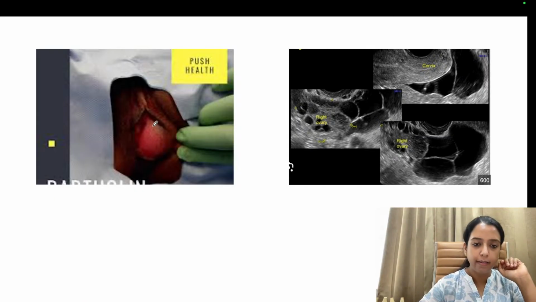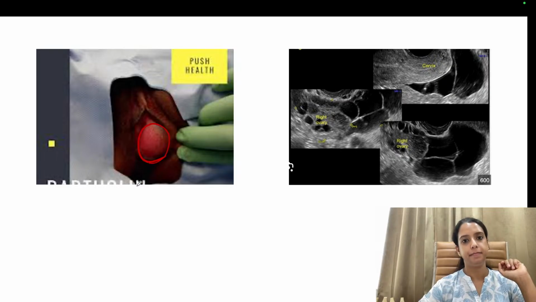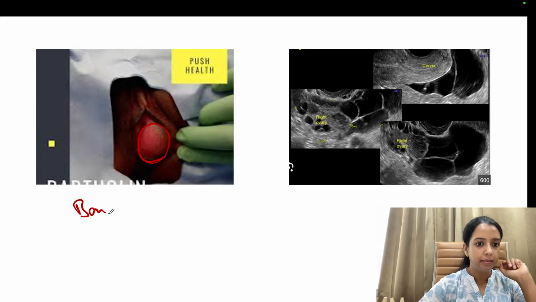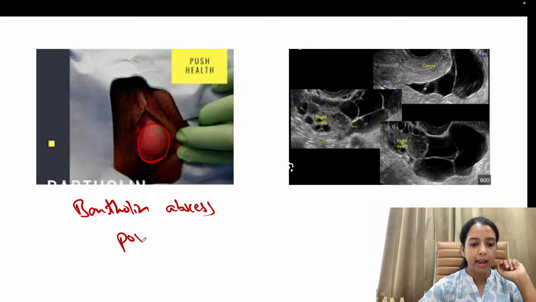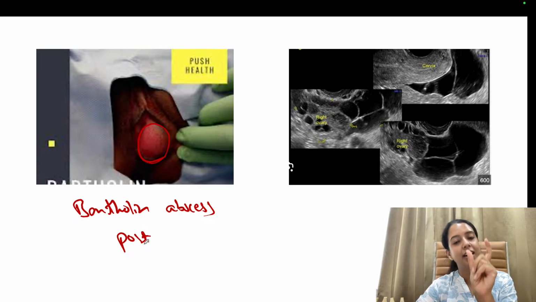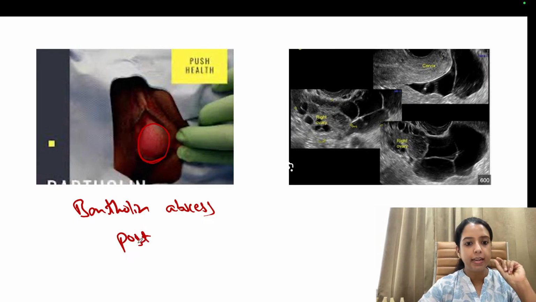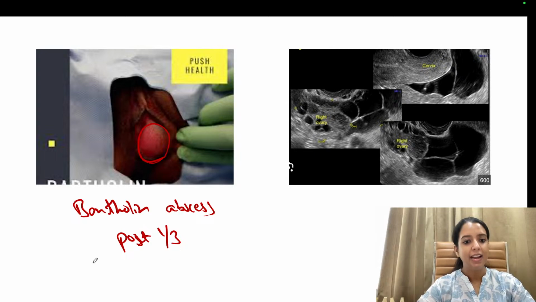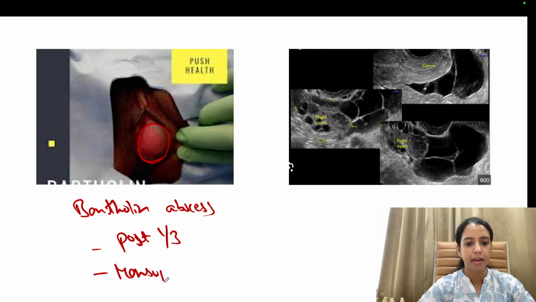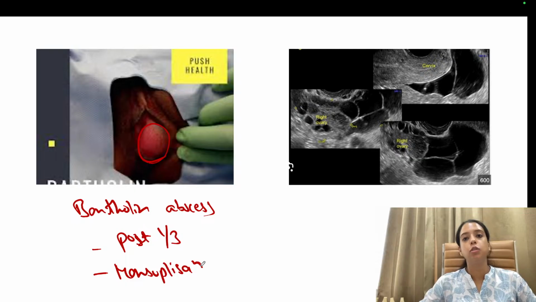Can you see this one? A swelling just at the vulval opening. This is Bartholin abscess or cyst. Bartholin gland is located on the vulval opening near labia minora. Okay? It is in the posterior 1/3 of the vulva. The treatment for Bartholin cyst is marsupialization. All this has been asked in questions. That is why I am saying marsupialization is a treatment for Bartholin abscess.